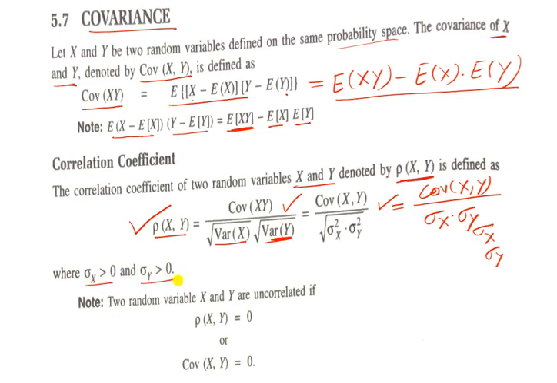So in the note on covariance or correlation coefficient, if the two random variables X and Y are uncorrelated, then their covariance is equal to 0 or the correlation coefficient is equal to 0. That is, if either one becomes 0, then the random variables X and Y are uncorrelated.